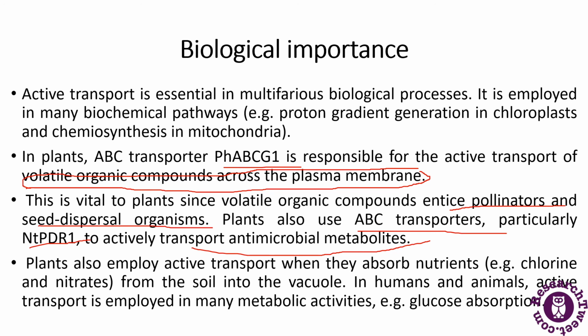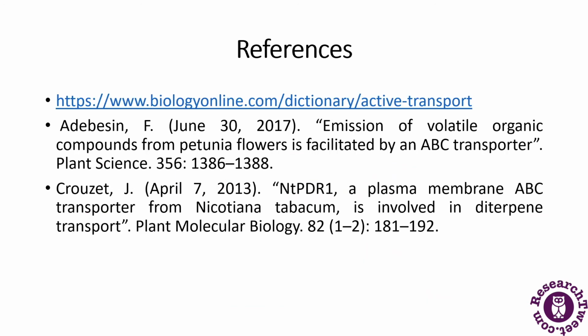So mainly it is used in the plants. Plants also employ active transport when they absorb nutrients, for example chlorine and nitrates, from the soil into the vacuoles. In humans and animals, active transport is employed in many metabolic activities, for example glucose absorption. So all this was about active transport and its biological importance.